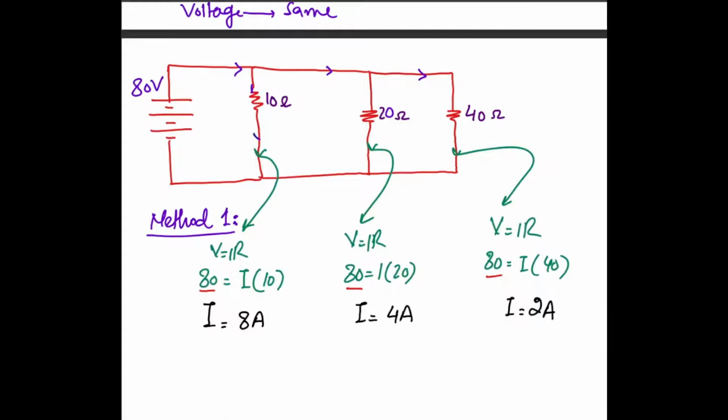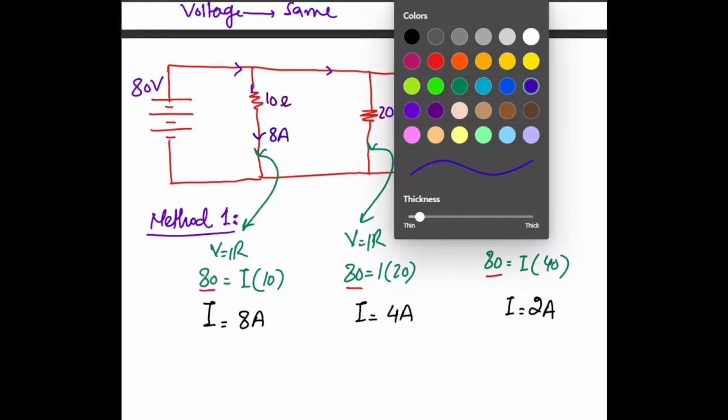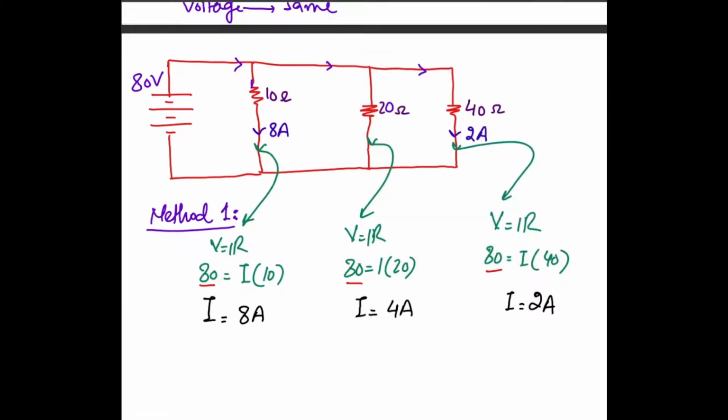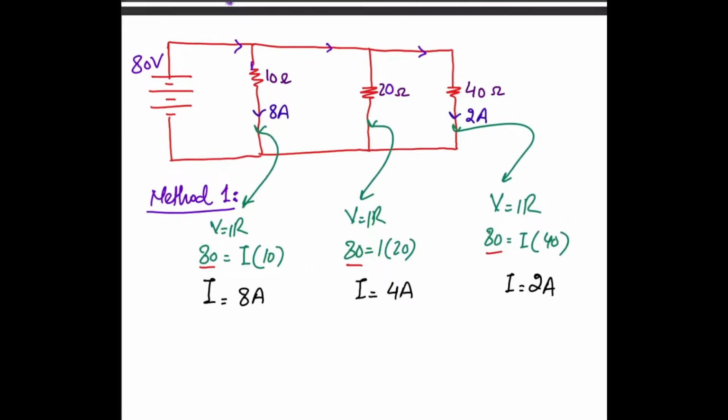This branch received the maximum current, that is 8 amperes, and this branch received the minimum current, that is 2 amperes. So the higher the resistance, the lower the value of current, and the lower the resistance, the higher the value of current. Do we see that happening in real life now after calculation? Right? Yeah. Okay, all right. So let's move ahead with this one.